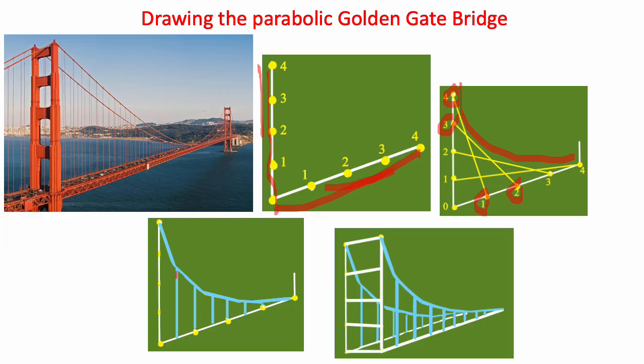Then get rid of those construction lines and draw vertical lines, giving the bridge stability. And then finally overlay one parabolic curve over the other to give it a 3D form.